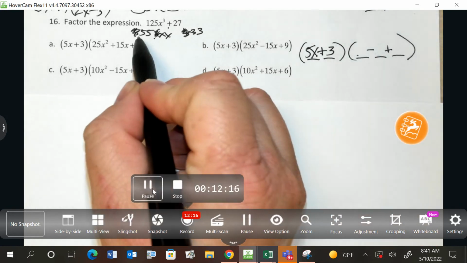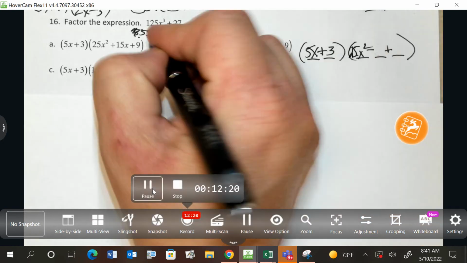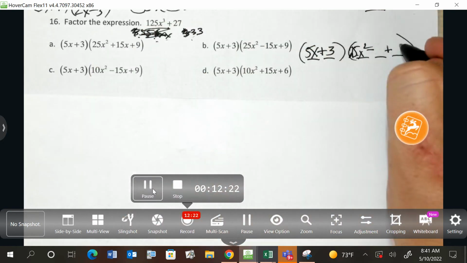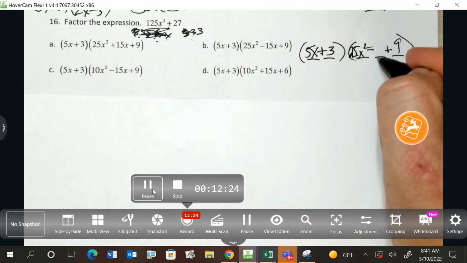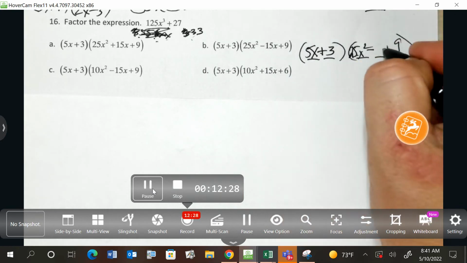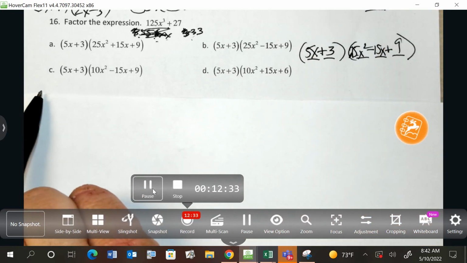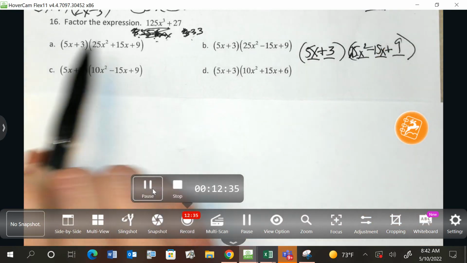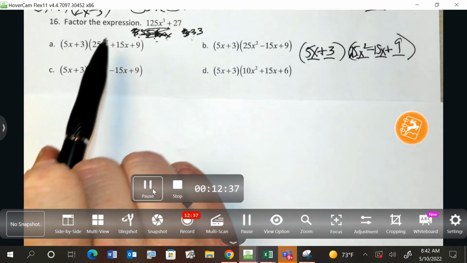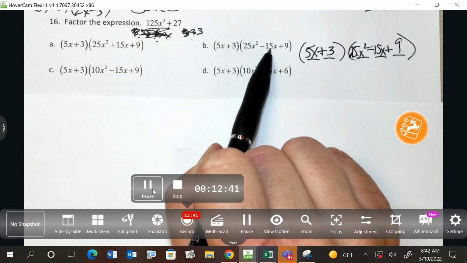Okay, in front, I have 2 5s, multiplies to give us 25, 2 x's in front. In back, 3 times 3 is 9. And how do we get this term? We multiply, and don't worry about the signs. 5 times 3 is 15 with an x. 15x. Do we see that here? We have 5x plus 3. Okay, so I got all those. Then I need 25x squared, so it's this one or this one, minus 15x plus 9.